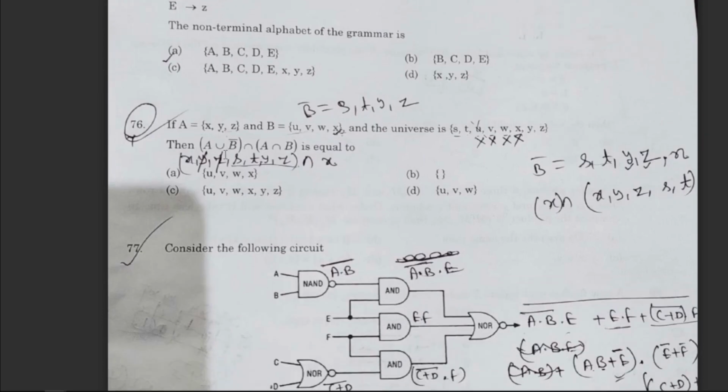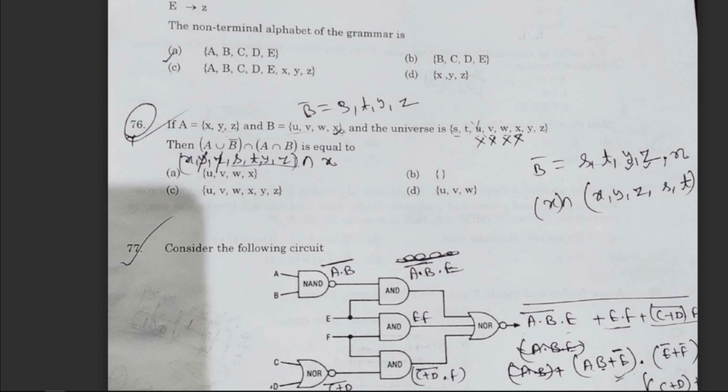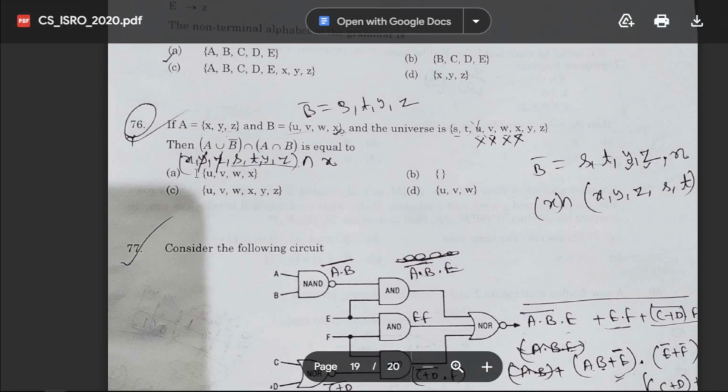76 is: if A equals xyz, B equals uvwx, and the universal set is this, then A union B bar intersection A intersection B is equal to what? So for this we have the answer as xy. If you solve this, you will get the answer as xy, but that was not in the options. So I hope in the past whoever gave the exam ticked any one of the options, they probably got the marks, right? If you solve it again, you will get the answer as xy.